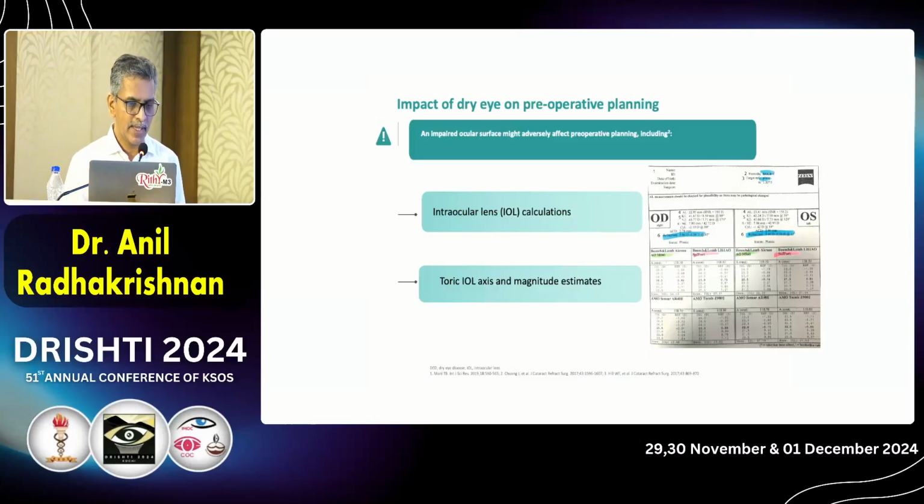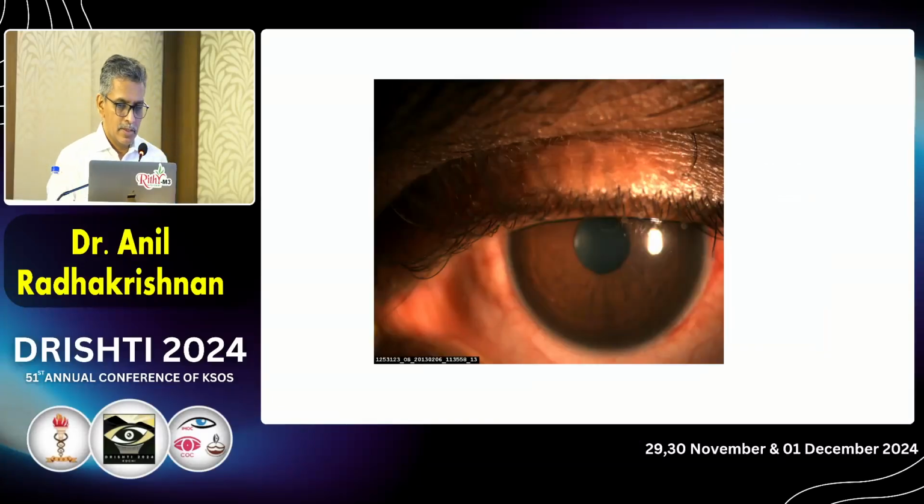The problem with that is if you have dry spots on the cornea, that can interfere with the keratometry. And sometimes if you are going for a toric intraocular lens, as you see in this patient, there can be significant difference in the lens power that you calculate. So whenever you see a patient in the clinic, you have to see the patient under slit lamp. It's not just enough to see under a diffuse illumination like this.